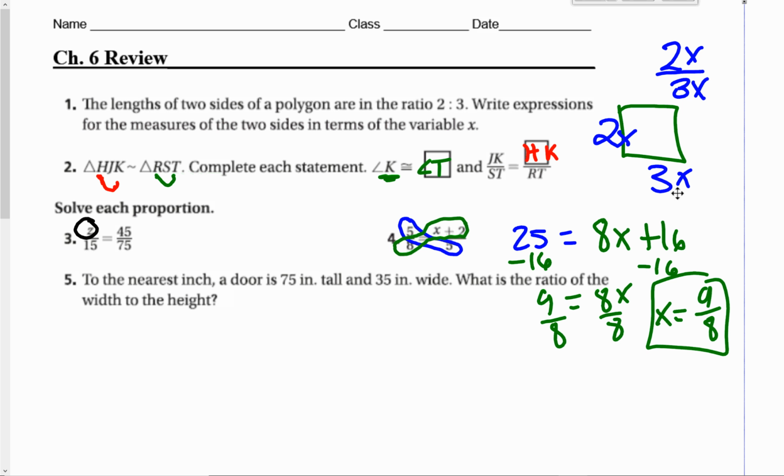I get 9 plus 16 is 25, so it works. This one's a little bit easier. All we have to do is just multiply the 2 means.